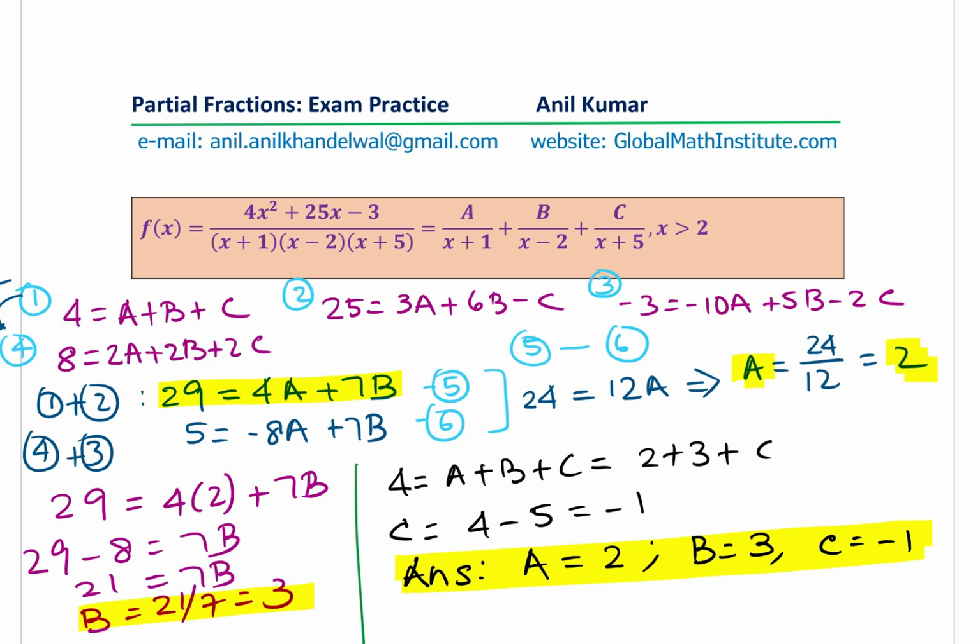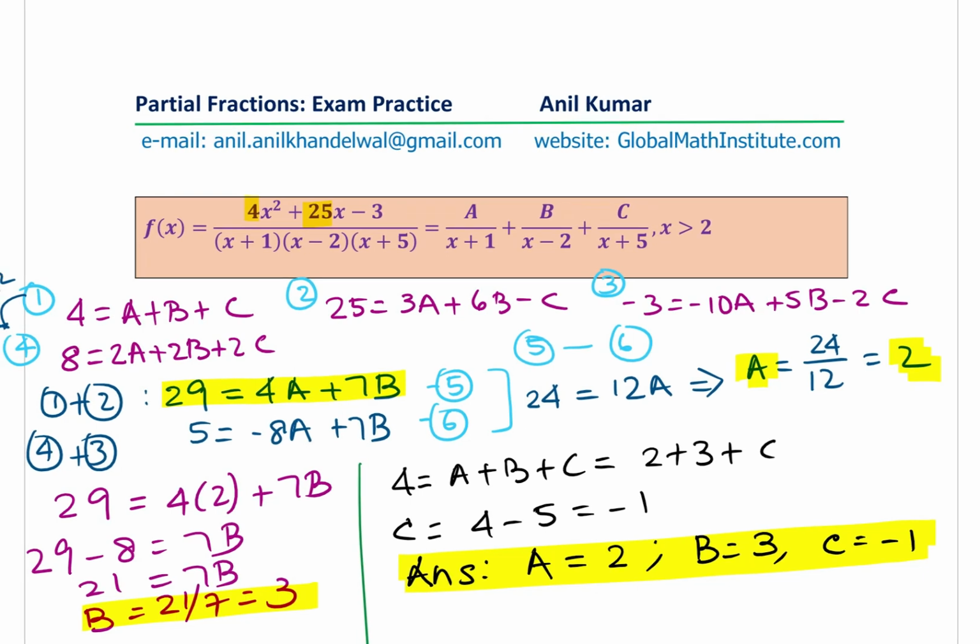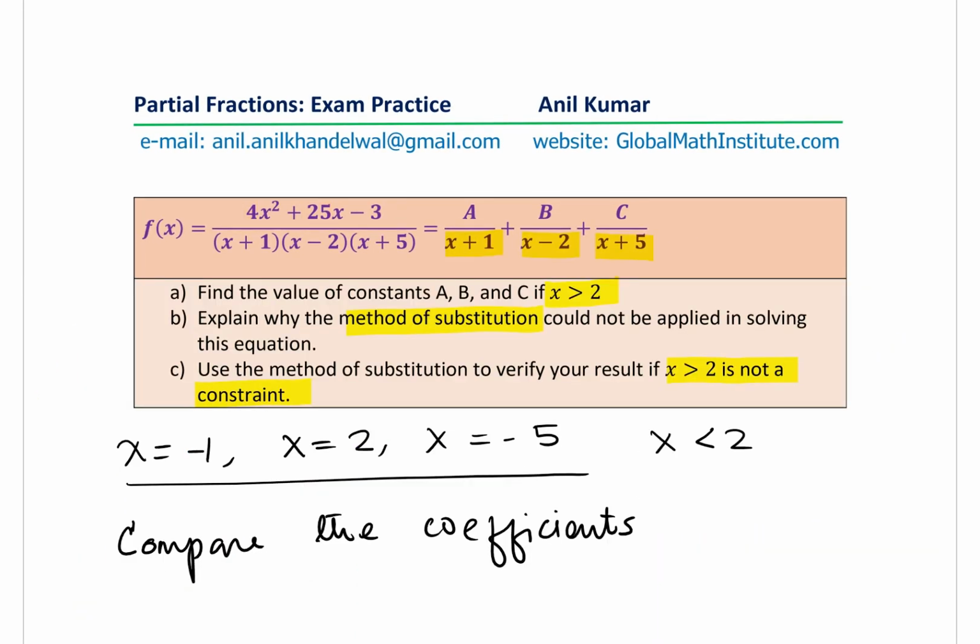Perfect. So that was by comparing the coefficients, right? So we compared these coefficients and got our equations 1, 2, and 3, and we solved it. Perfect. That was our first method to do. Now, the question was, let's get back to the question. So we've done part 1.